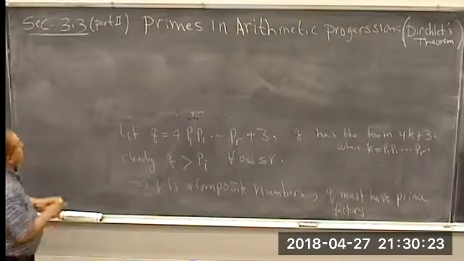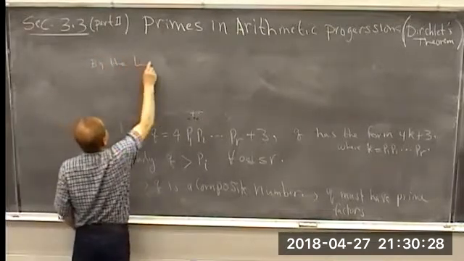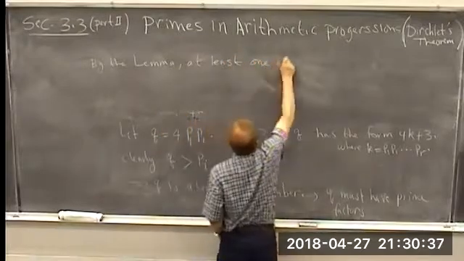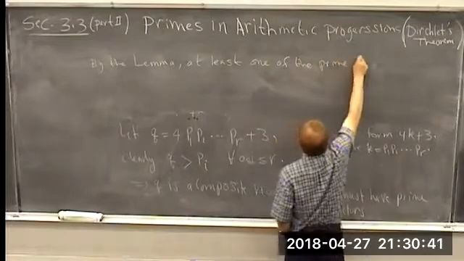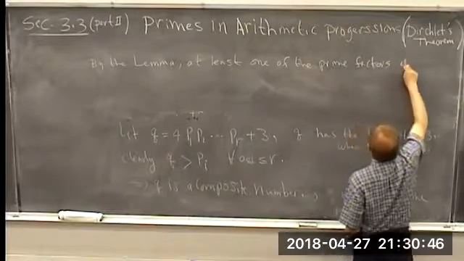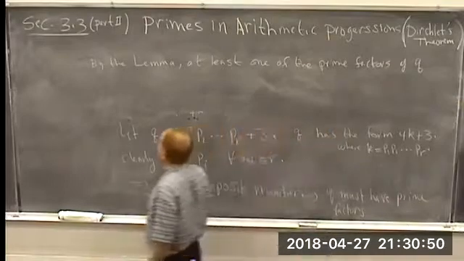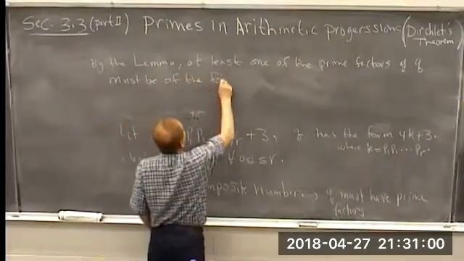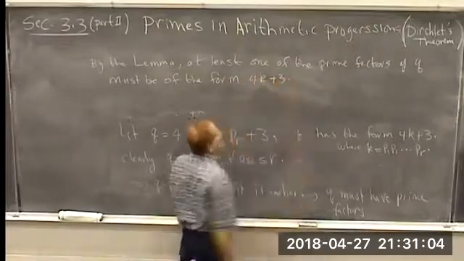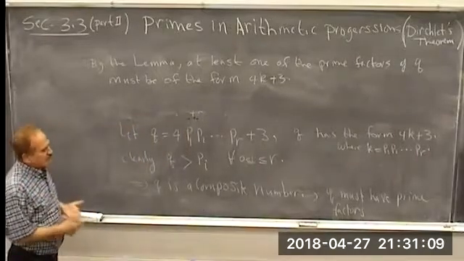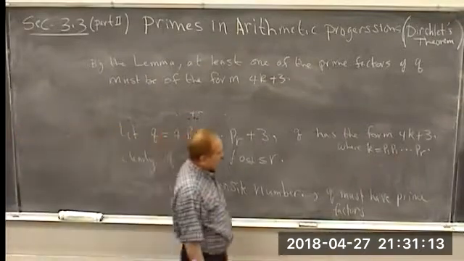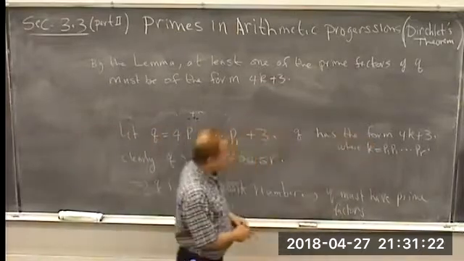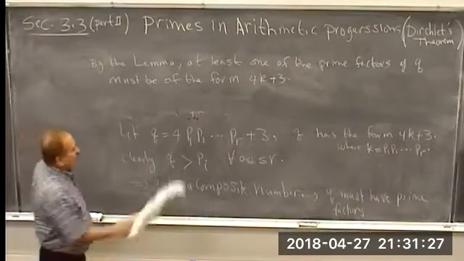By the lemma, at least one of the prime factors of the Q must be of the form 4k plus 3. Because if all the prime factors are of the form 4k plus 1, when we multiply them, we're going to come up with a product of the form 4k plus 1. But Q is of the form 4k plus 3. So that cannot be the case. All right. And remember, those primes are the ones which are of that form.